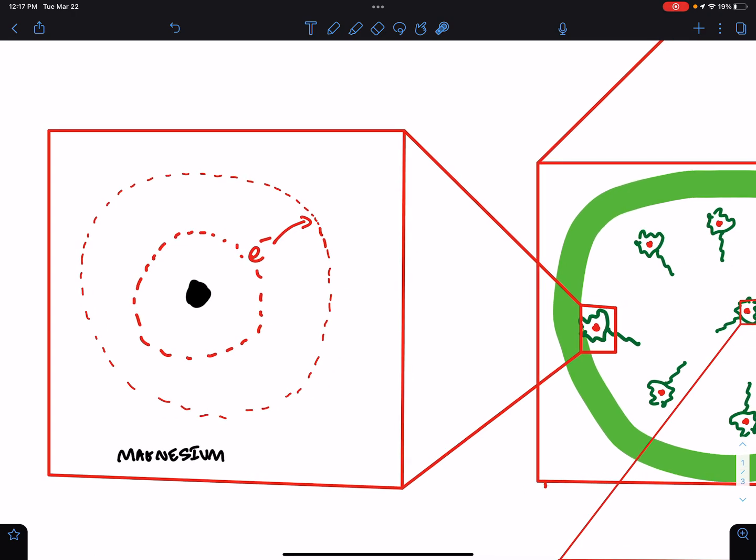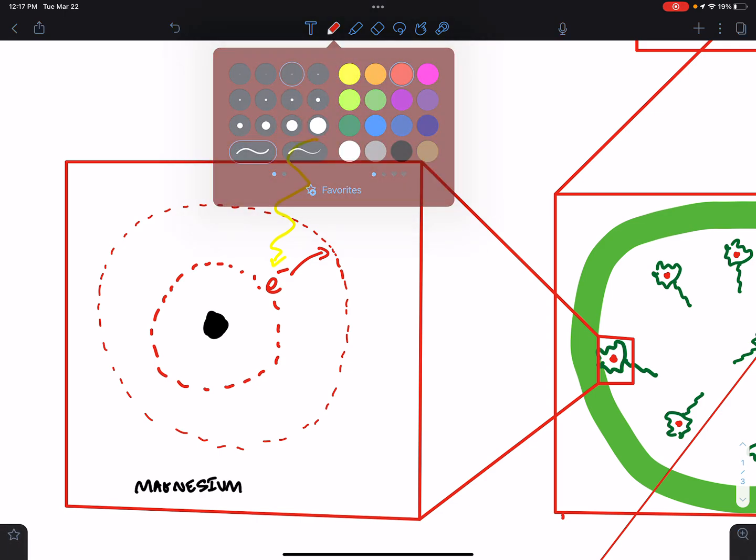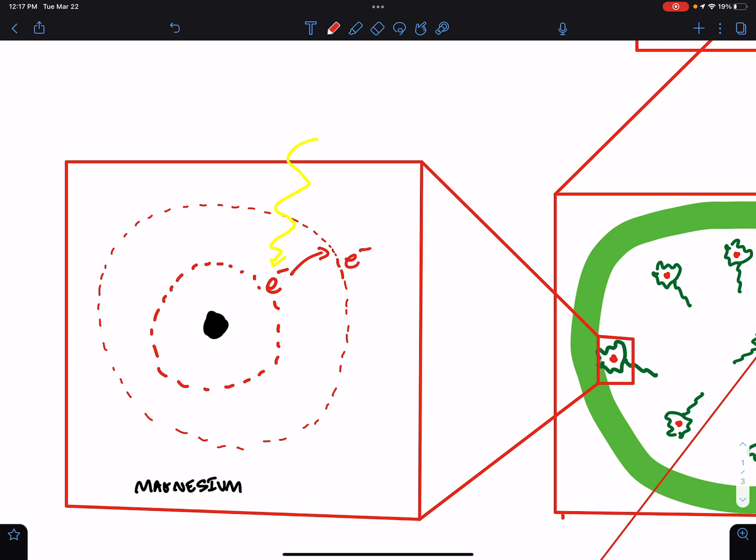How they get excited is that they absorb electromagnetic radiation in the form of light. So imagine you have a wave of light, a photon of light, that comes and strikes this electron here. It's going to cause the electron to jump up an energy level. So from this lower energy state orbital, it jumps up to a higher energy state orbital and is moving around faster. This electron has two choices.